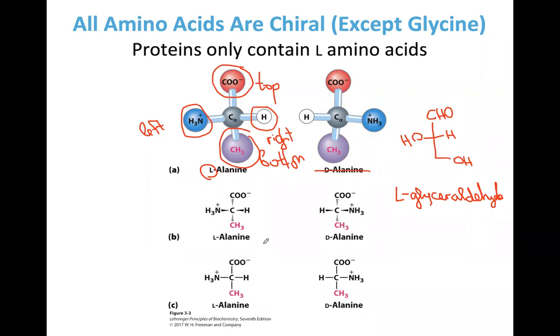Oh, I have a question. Can you hear me? Yeah, I can hear you. Okay. So just to recap, if the alpha hydrogen is on the right side, that would be L, like in the nomenclature, right? Yeah, well, the amino group on the left, that's what you look for. L, left, amino group. Yeah. Thanks.